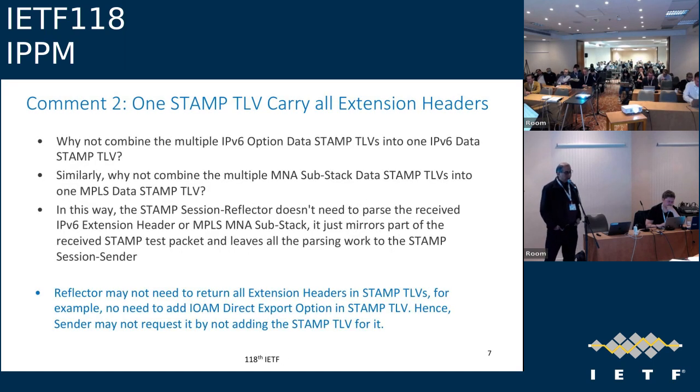Next slide, please. There is another comment from Xiaomin, to say why not combine STAMP TLVs into one big STAMP TLV instead of having it per IPv6 option, for example. The other comment or discussion is that maybe the reflector doesn't want to reflect all of the extension headers, or the sender doesn't want the reflector to reflect all of them, and it will only insert the empty TLVs for which it needs the data back. This was the idea suggested as well. If you have any comments on that, please let us know. This is not in the draft, so both comments we have not addressed yet. It's still under discussion. And next slide, please.